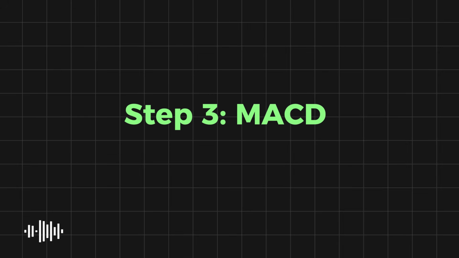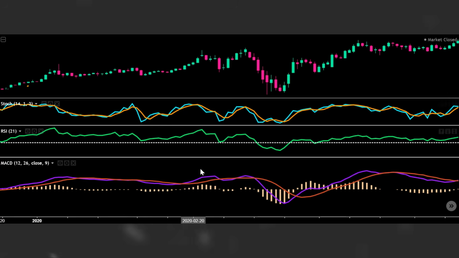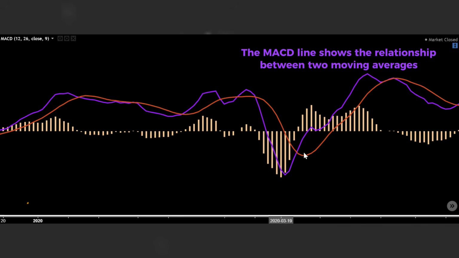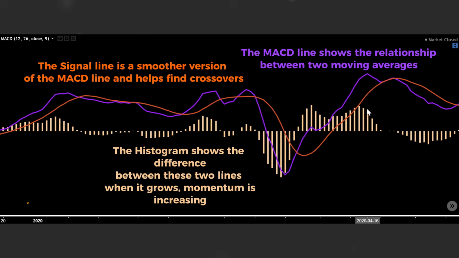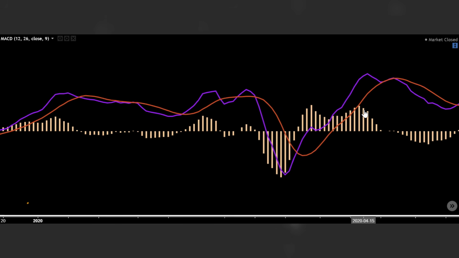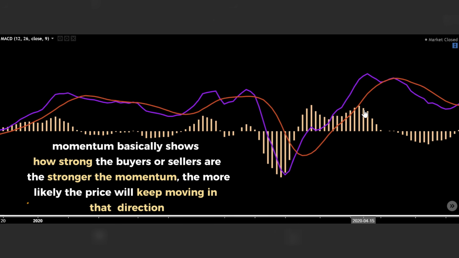Step 3. MACD. Alright traders, before we dive in, let's quickly break down the MACD. The MACD line shows the relationship between 2 moving averages. The signal line is a smoother version of the MACD line and helps find crossovers. The histogram shows the difference between these 2 lines. When it grows, momentum is increasing. For those who may not know, momentum basically shows how strong the buyers or sellers are. The stronger the momentum, the more likely the price will keep moving in that direction.